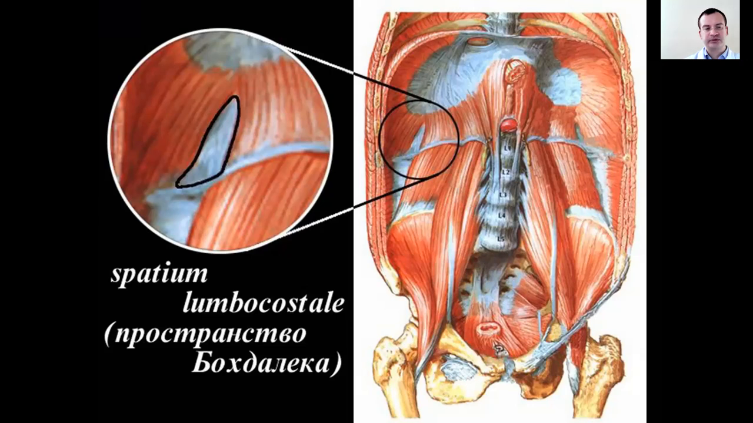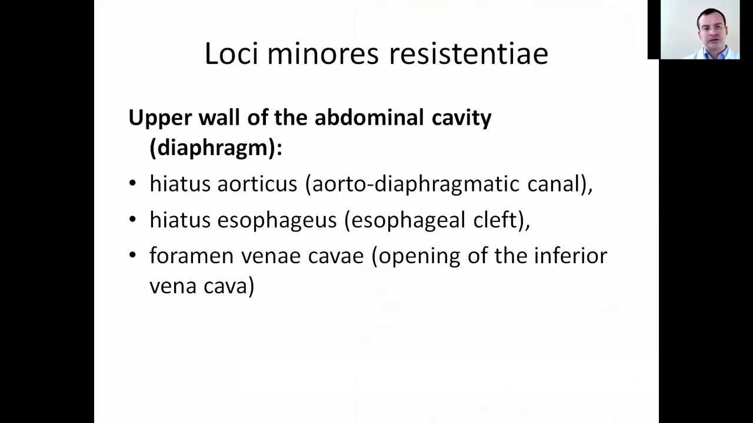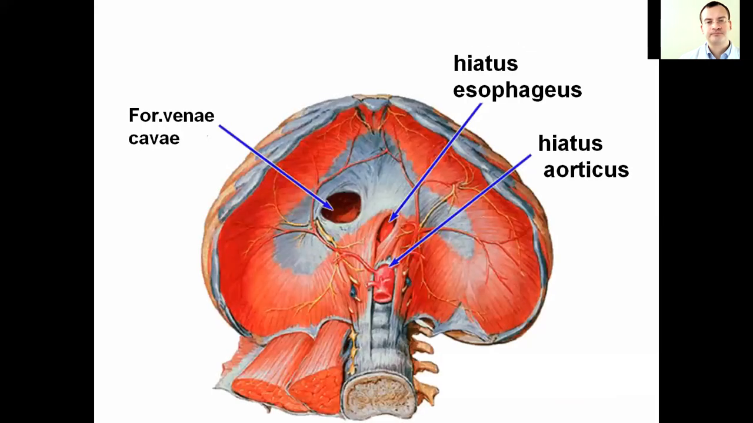This is spatium lumbocostalis, the space of Bochdalek. Loci minoris resistentiae, the upper wall of the abdominal cavity. Hiatus aorticus, the aortodiaphragmatic canal. Hiatus esophageus, the esophageal cleft. Foramen venae cavae, the opening of the inferior vena cava, on the pictures.